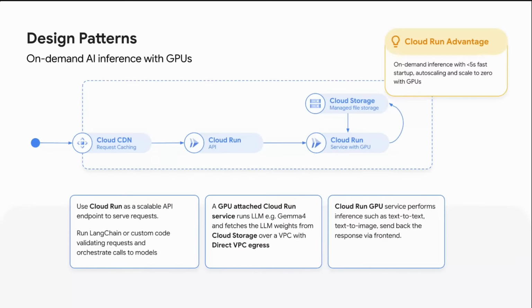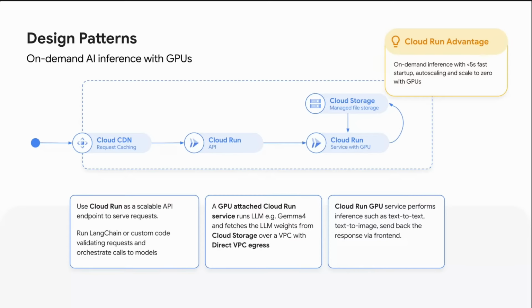It catches and takes the LLM weights from cloud storage that you've customized, takes it over a VPC with a direct VPC egress, and kicks off a Cloud Run GPU to be able to perform that inference, such as text to text or text to image, and then it sends back the response via the front end.